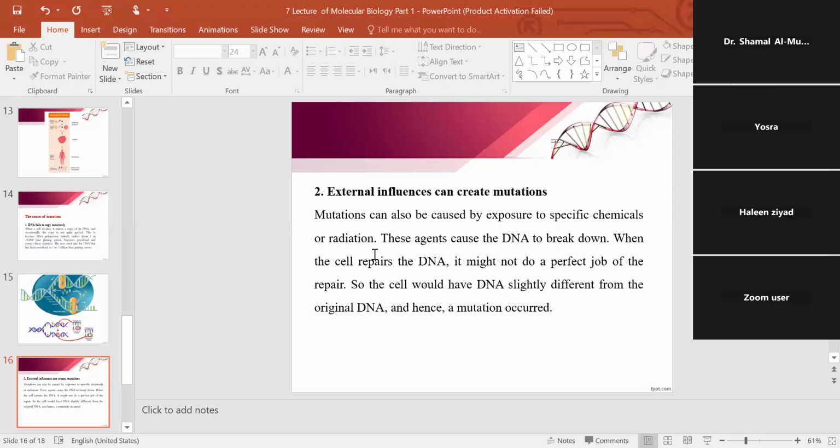So the DNA polymerase cannot correct all the changes that happen in the DNA or in the new protein, so it is referred to as a new mutation, or a mutant occurs.